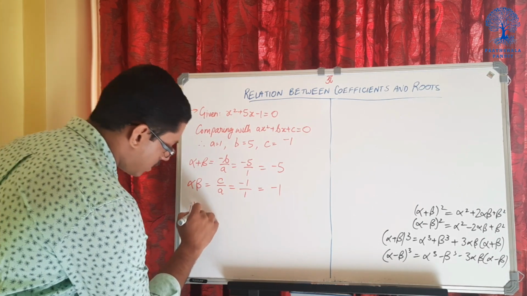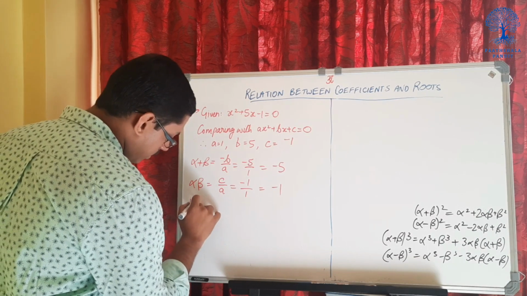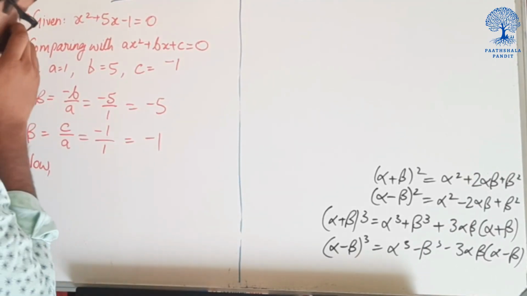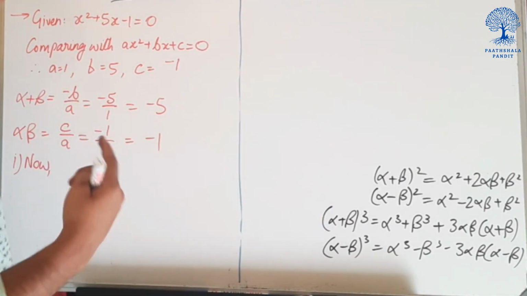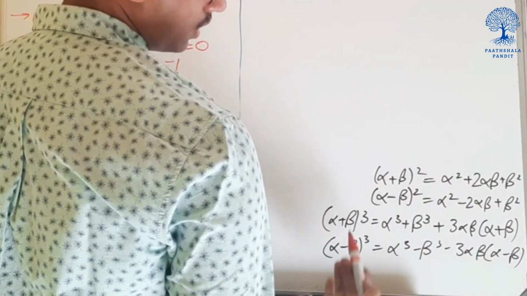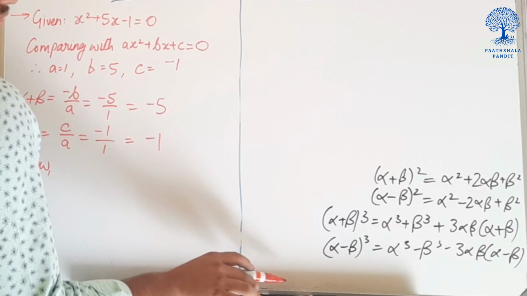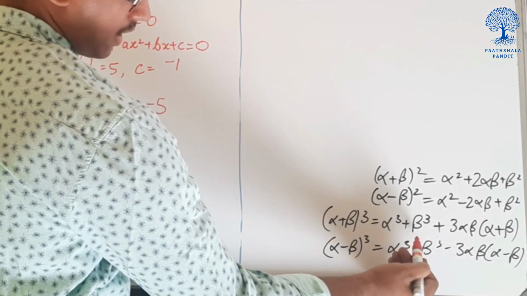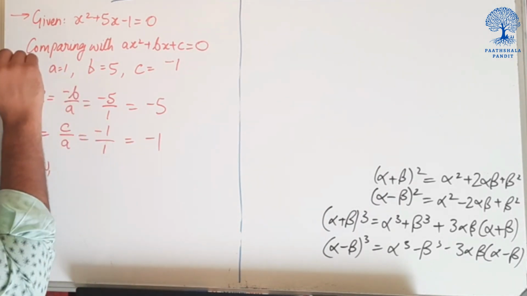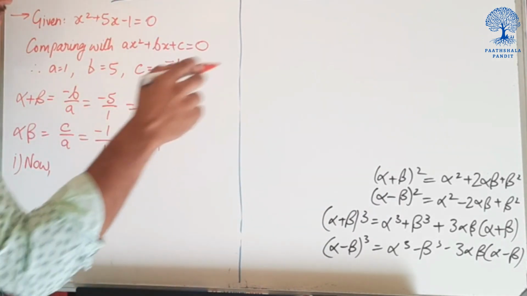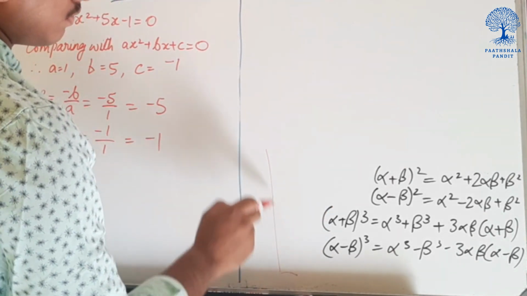First, let's write the first sub question. Now let's see, you have to find alpha cube plus beta cube. These are the four formulas which will be useful to you. You know these formulas till standard 9 or at least till 8. Here you can see alpha cube plus beta cube, so use this formula. Remember, you have to learn these four formulas. I guess you know these two formulas already, but you have to now learn these four.